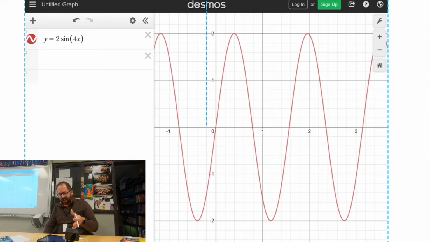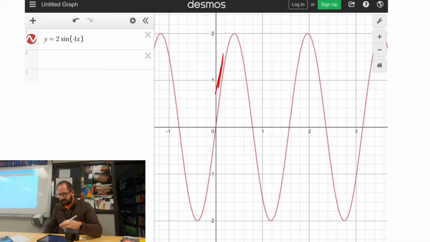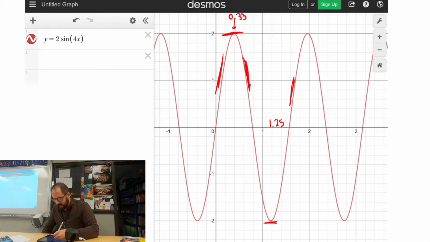So here's what we have. We have the 2 sine 4x, and what we want to look at is how do we graph that thing? What do the graphs look like? On this particular graph, we have a positive slope, then it hits 0 right about here, about a third of the way in, 0.3. Then we go to negative slope until about 1.25, and then we hit positive slope for a while. You get the idea: these are the major numbers that we're hitting. This is actually one cycle length.